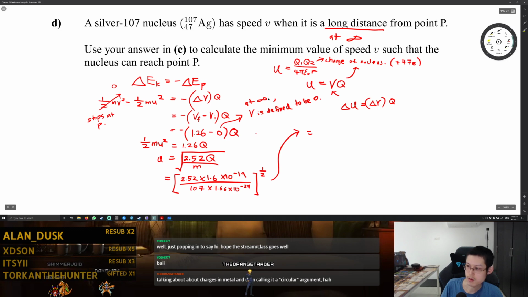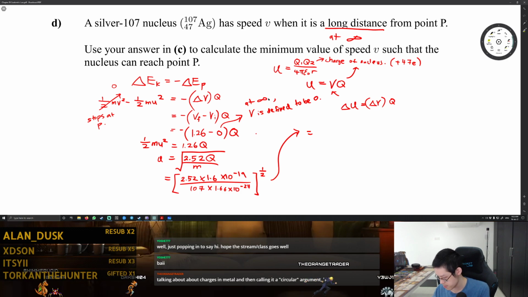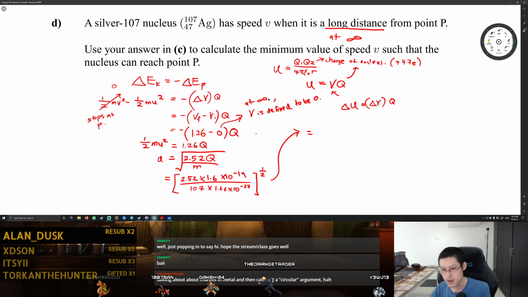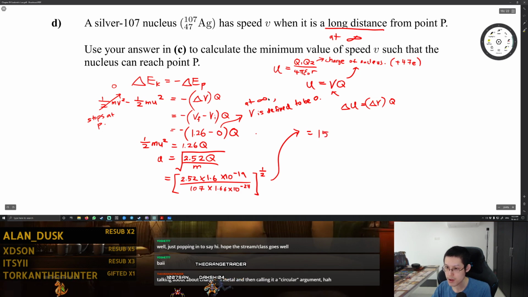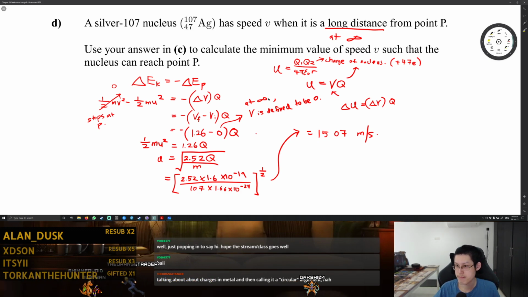So what do we get? We get 1,507 meters per second. So it has to travel at almost 5 times the speed of sound in order to reach point P. There you go. Done.